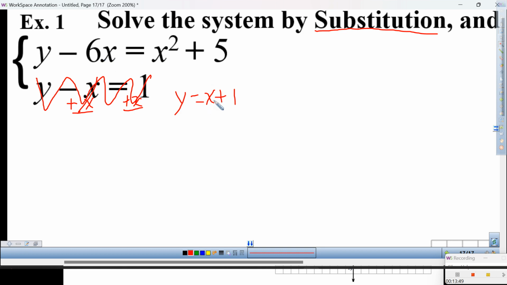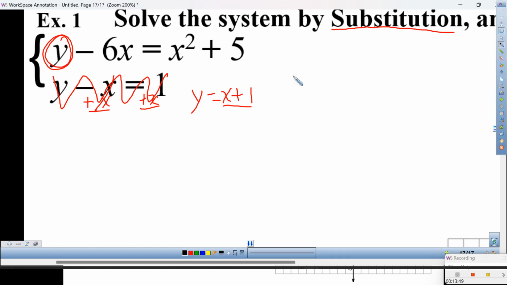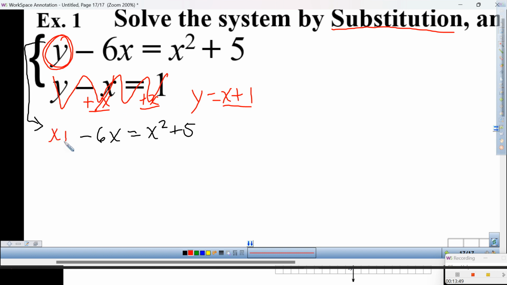So, where do we substitute this? Anywhere we see a y, we're going to substitute x plus 1. So, to keep us organized, look up. Use an arrow. Bring this one down. And we're going to write blank minus 6x equals x squared plus 5. And instead of the y, we're going to substitute x plus 1.